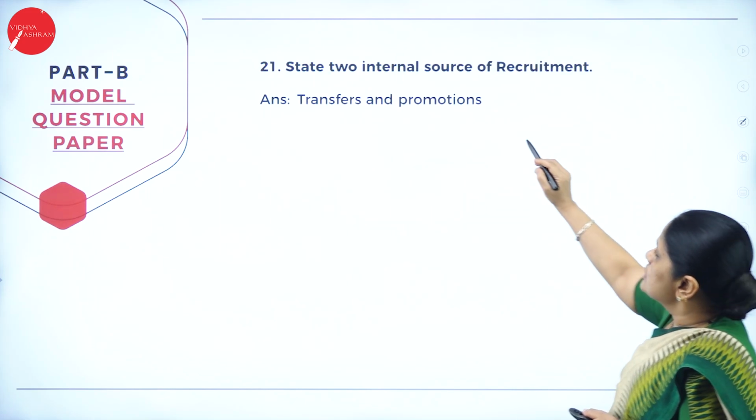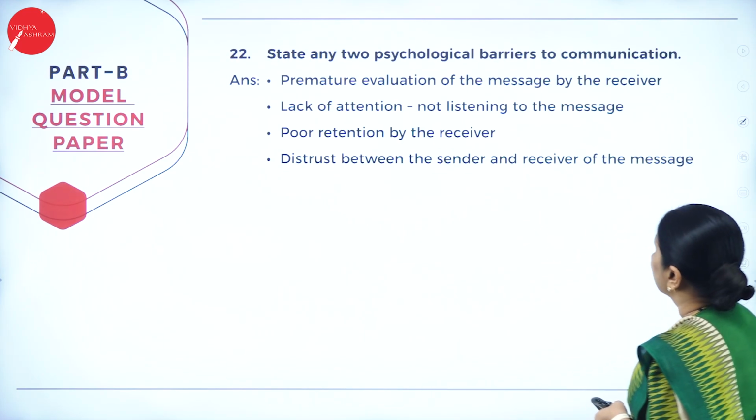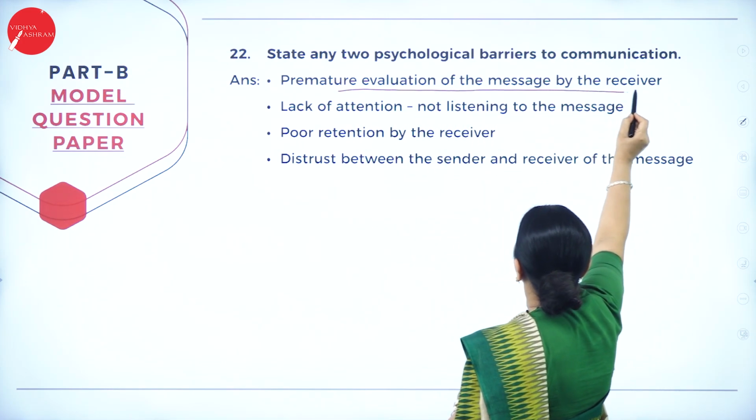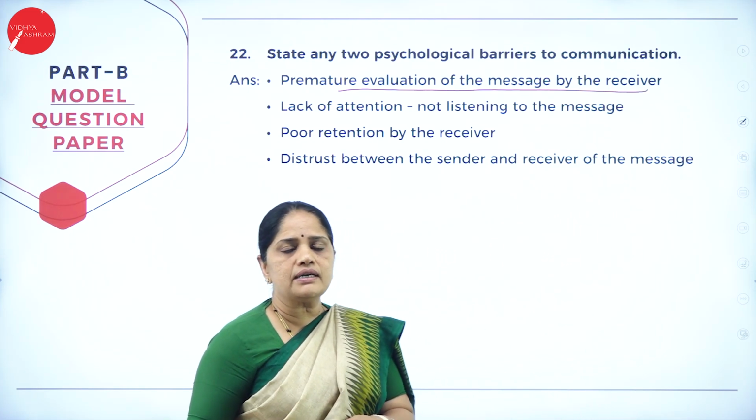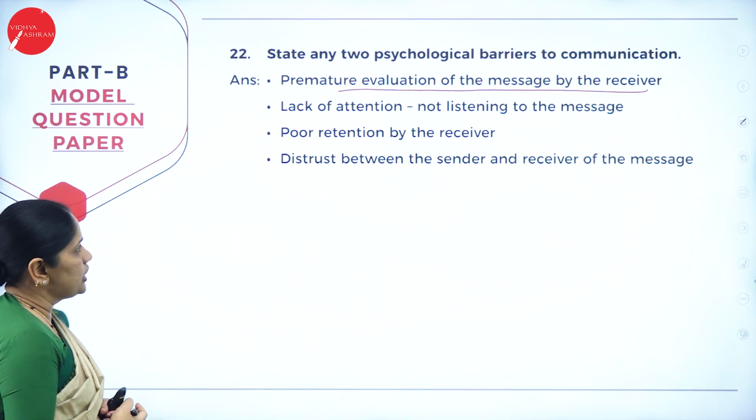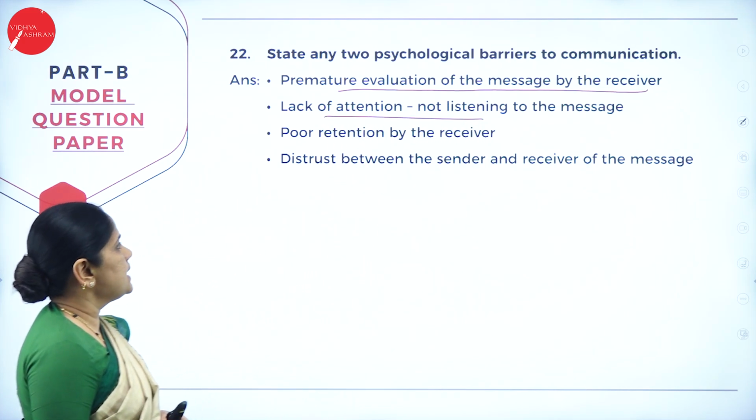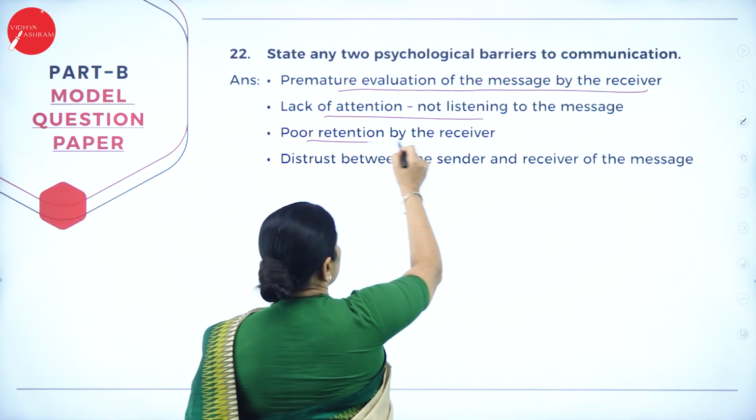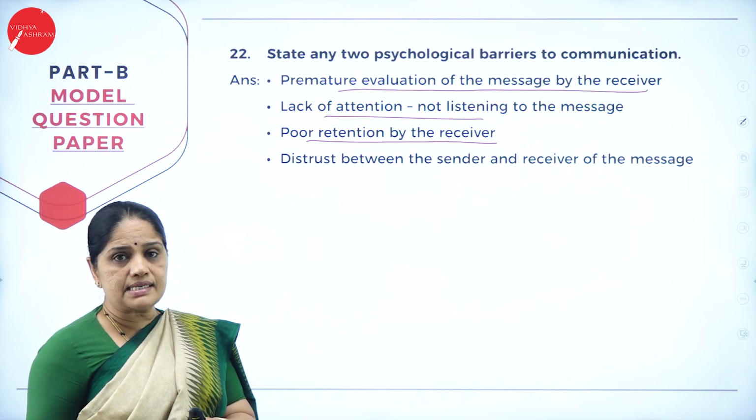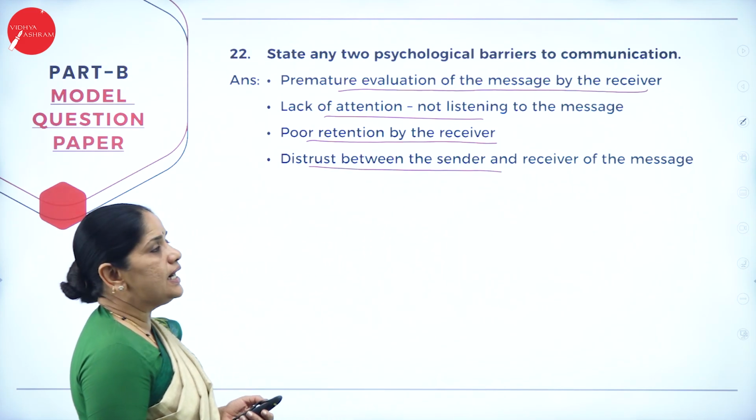Any 2 internal sources of recruitment, it is transfers and promotions. Then state any 2 psychological barriers to communication. The first one is premature evaluation of the message by the receiver. So before the sender sends the message, the receiver assumes that this may be the message. That is premature evaluation. Second one is lack of attention, not listening to the message. Third one is poor retention by the receiver. So if he fails to remember the message, then it is a psychological barrier. Then distrust between the sender and receiver of the message.